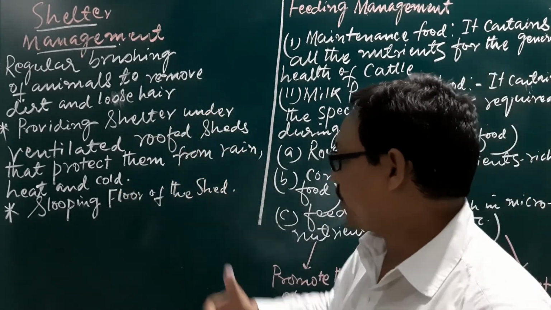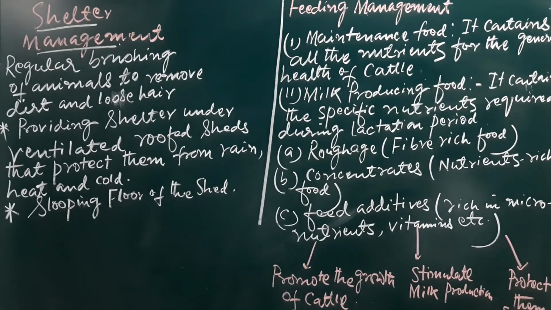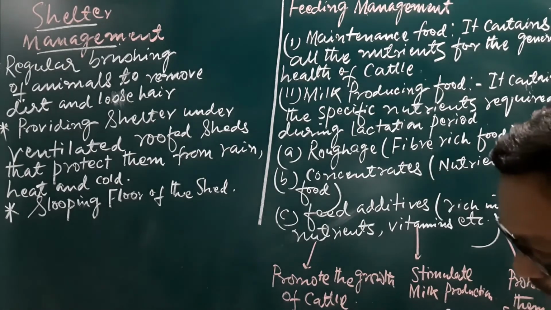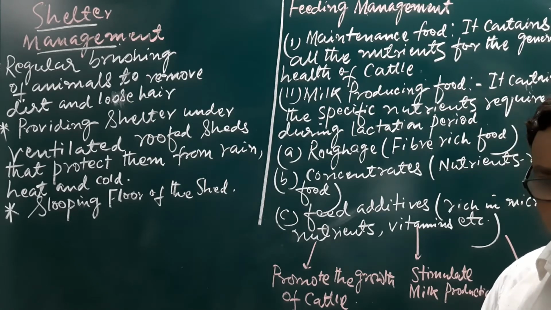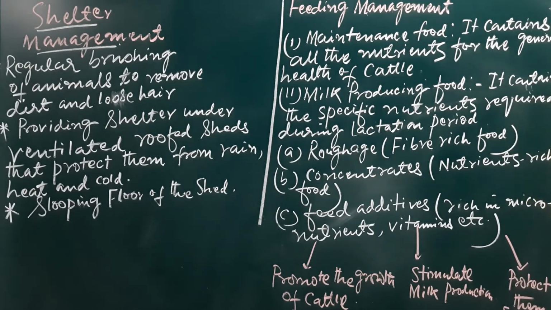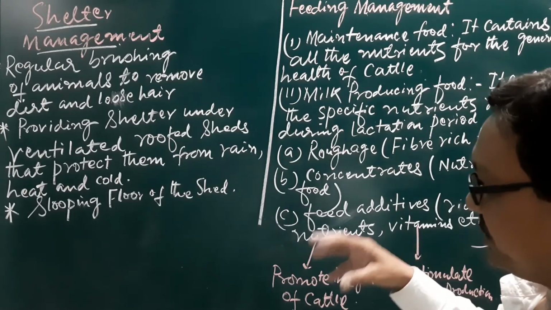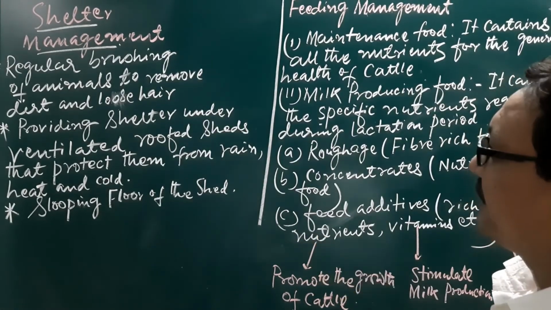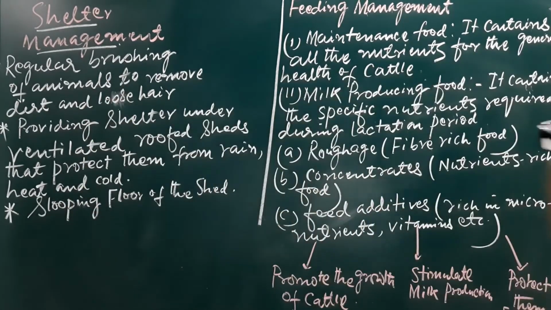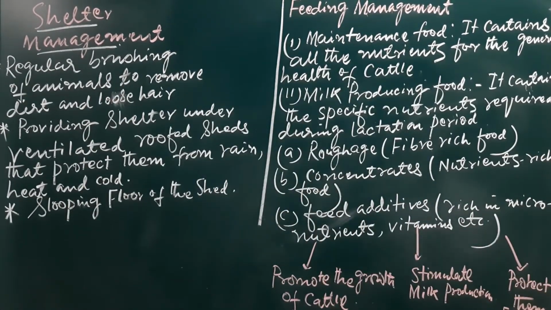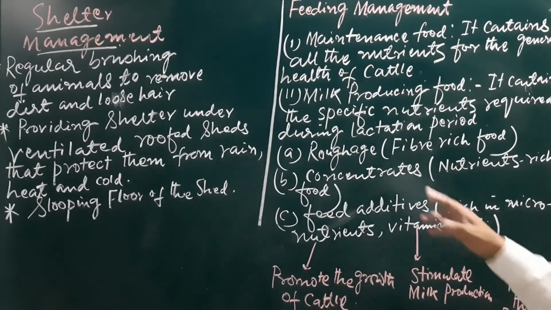And the sloping floor of the shed. The sloping floor will let the water and other dirty materials escape immediately, and there will be no retention of the water and the things there. And that's why these are some points. And here the feeding management is a very important part, just like nutrient management.